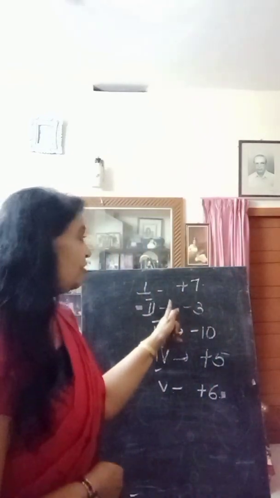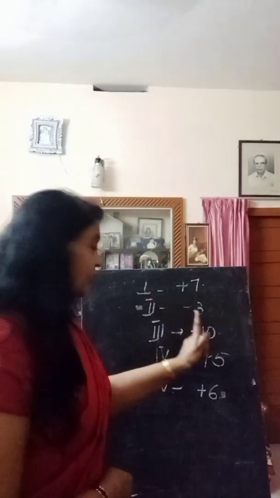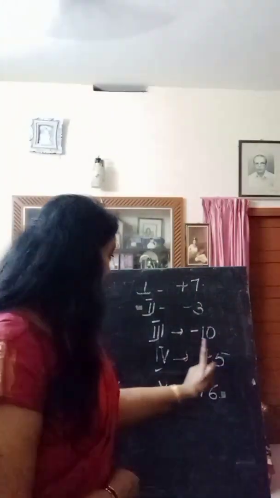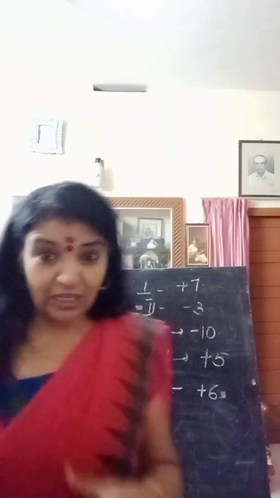So here, for a correct answer he is getting positive marks, and for a wrong answer he is getting negative marks. So the first round he got positive 7, second round he got negative 3, third round he got negative 10, and fourth round he got positive 5, fifth round he got positive 6. And the question is, what is his total mark? This is one situation we are facing. So how will you find the total marks?